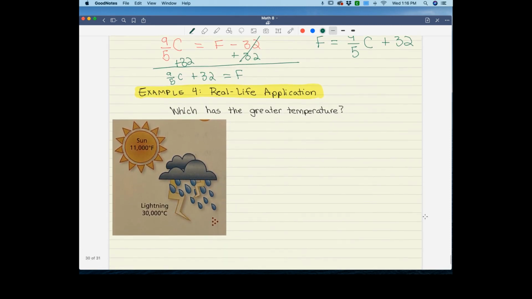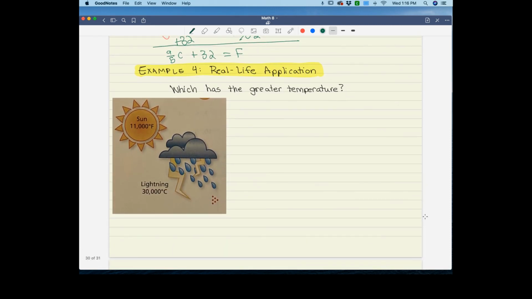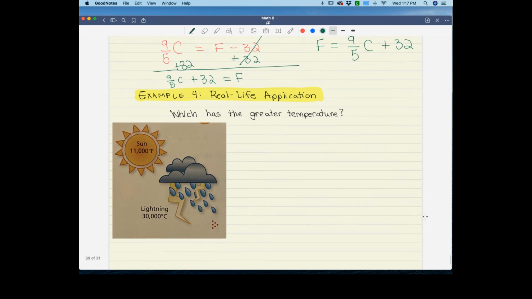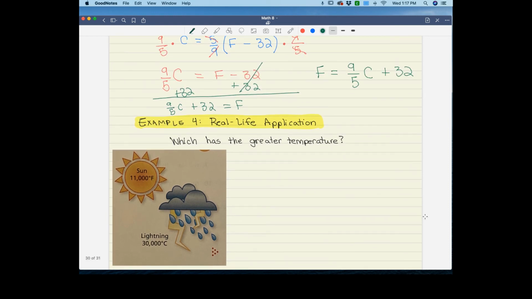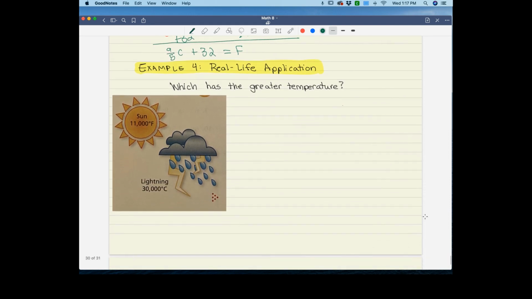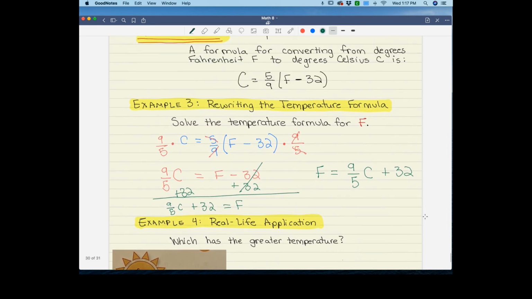Which is helpful because now in problem example 4, they're asking you which has the greater temperature, the sun, which has a value of 11,000 degrees Fahrenheit, or lightning, which has a value of 30,000 degrees Celsius. And so we have to convert one of them into the other so that we can compare them. So you could go ahead if you know the original formula.